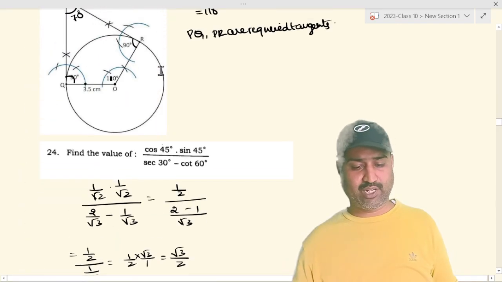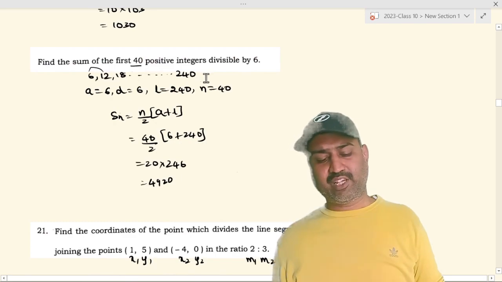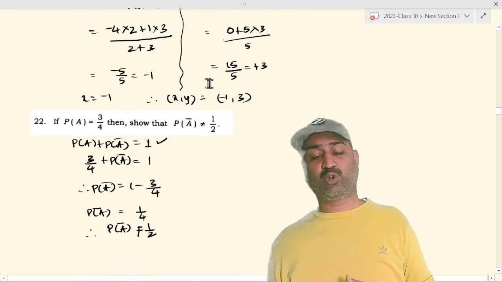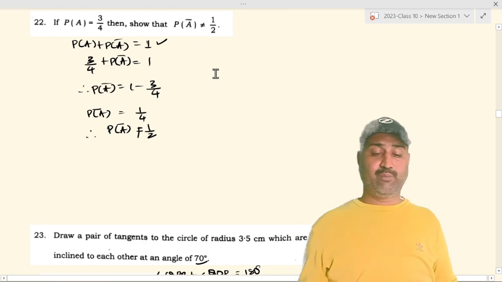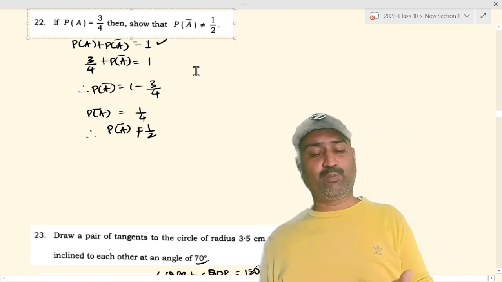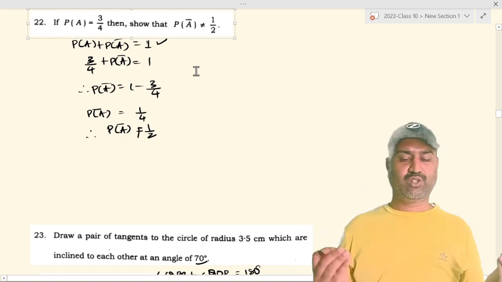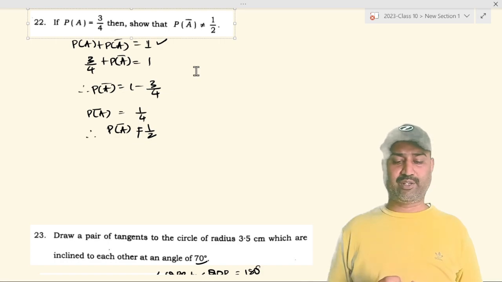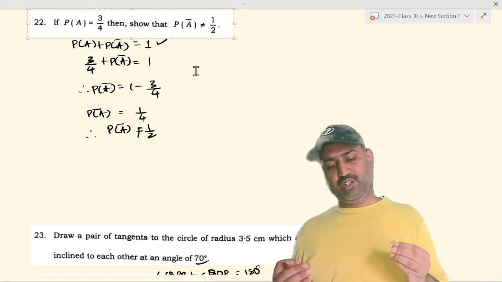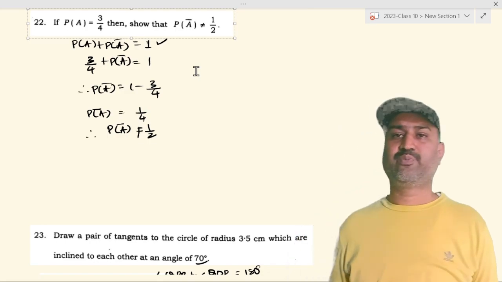Hope you understood all these 2 marks questions. They are very easy, based on AP and coordinate geometry, etc. Maybe this probability question might be tricky for some people. See here, we know P of A is 3 by 4. The complementary event should be P of A dash is equal to 1 by 4, right? Therefore, P of A dash is not equal to 1 by 2. Hope you understood this.